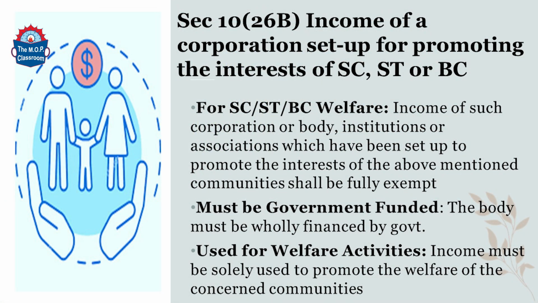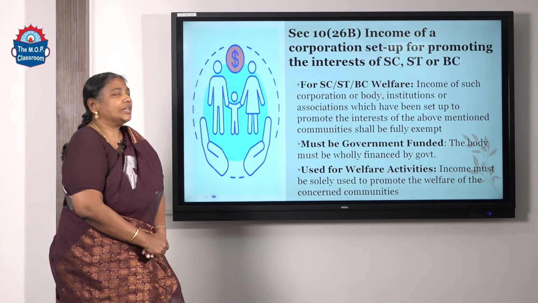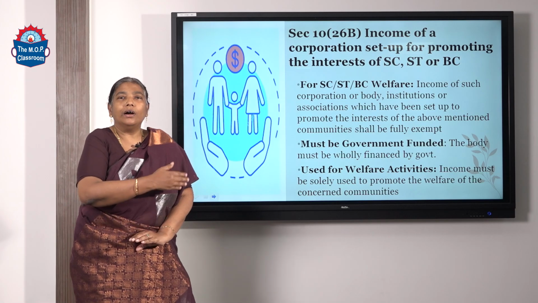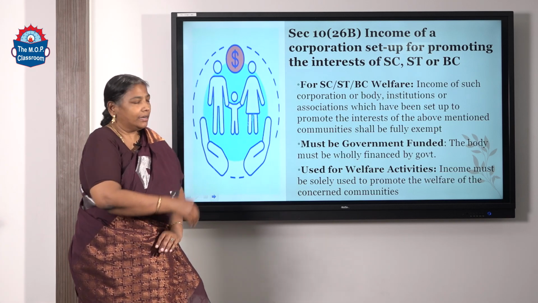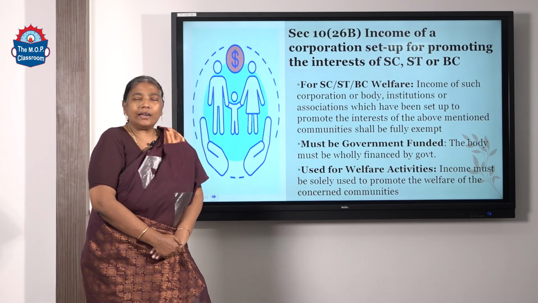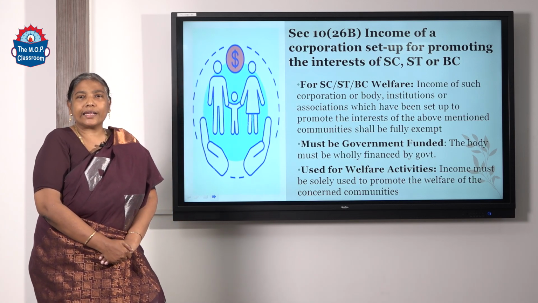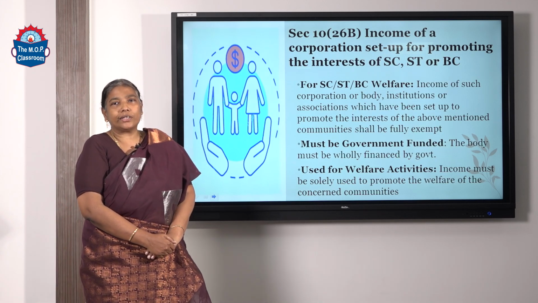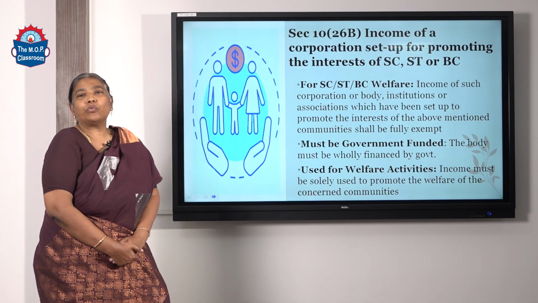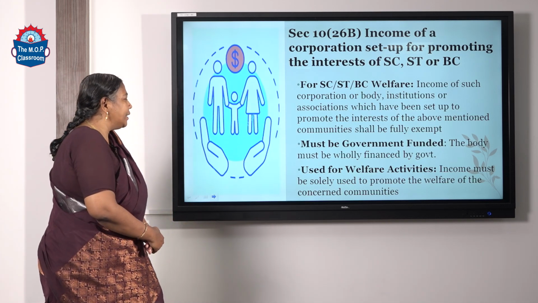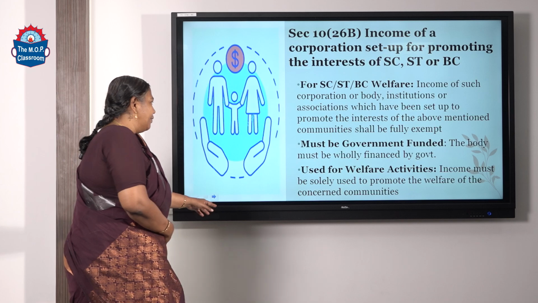Then income of a corporation set up for promotion of the interest of the minority communities. This is section 10 subsection 26B, promotion of the interest of the minority communities, that includes the income of scheduled castes, scheduled tribes and backward class communities. There are minority development corporations, and income accruing to these corporations or any other bodies set up only for the development of these minority communities is fully exempted from tax, provided they use it only for the welfare activities of the minorities mentioned in the act. And the body should be fully financed by the government.